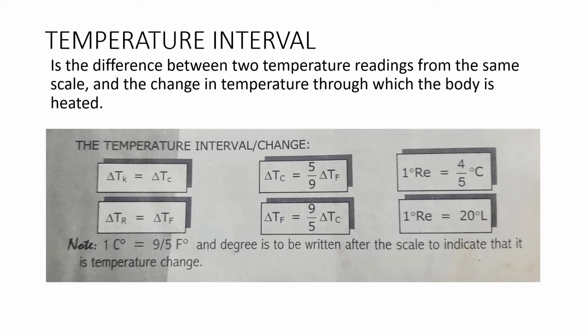For Reaumur, we have 1 degree Reaumur is equal to 4/5 degree Celsius or 20 degree Legion. Note, 1 Celsius degree is equal to 9/5 Fahrenheit degree. And degree is to be written after the scale to indicate that it is the temperature change. So, degree Celsius is different from Celsius degree. When degree comes after, that is temperature change.